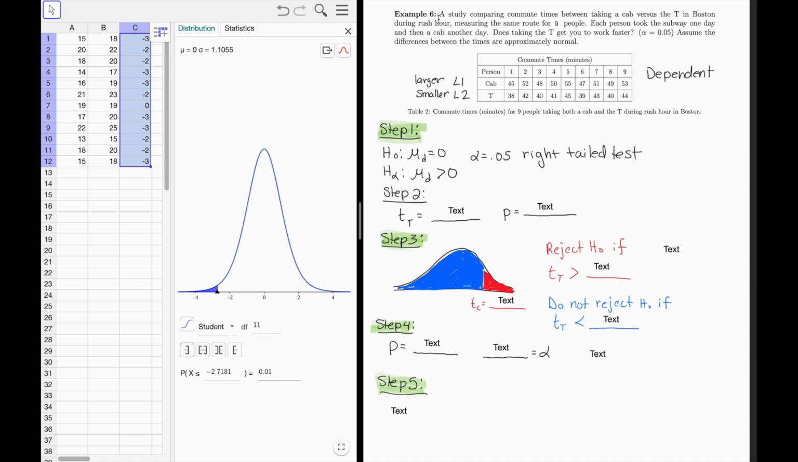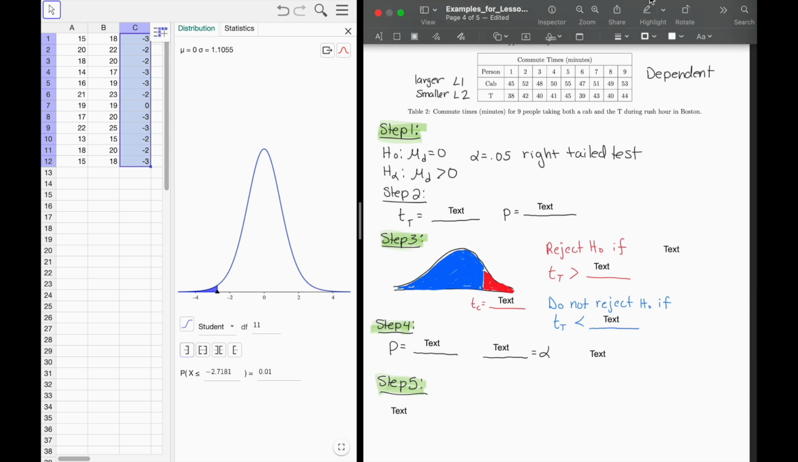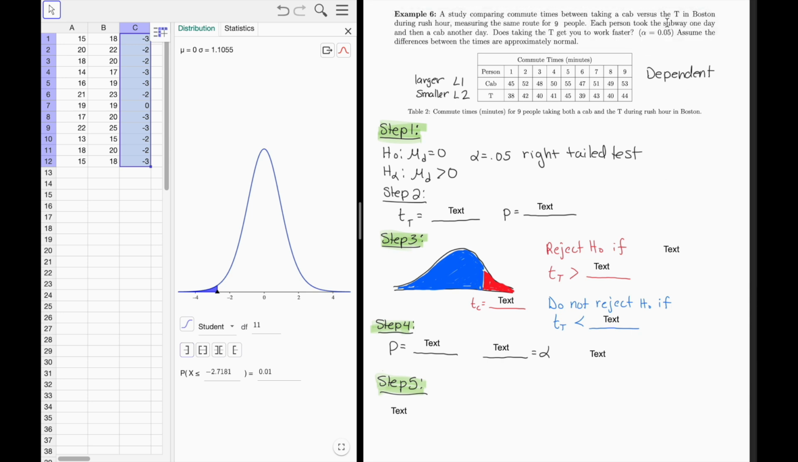Let's look at example 6 now. A study comparing commute times between taking a cab versus the T in Boston during rush hour measured the same route for 9 people. Each person took the subway one day and then a cab another day. Does taking the T get you to work faster? We're going to use an alpha level of 0.05. Now it says they're measuring the same route for 9 people using the T and then taking a cab.